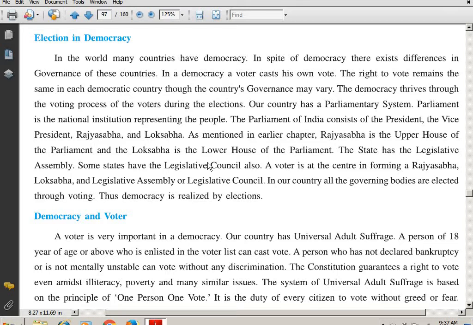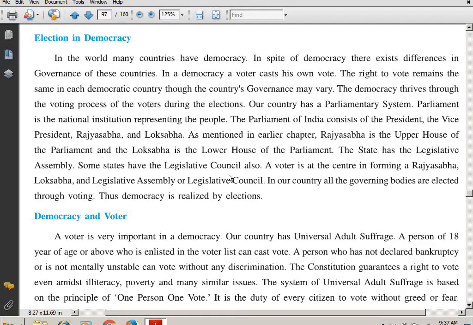And what is this legislative assembly? We have already studied in the last chapter. Each state has a legislature and it is called legislative assembly. Legislative assembly is the lower house. And so the state has its legislative assembly.